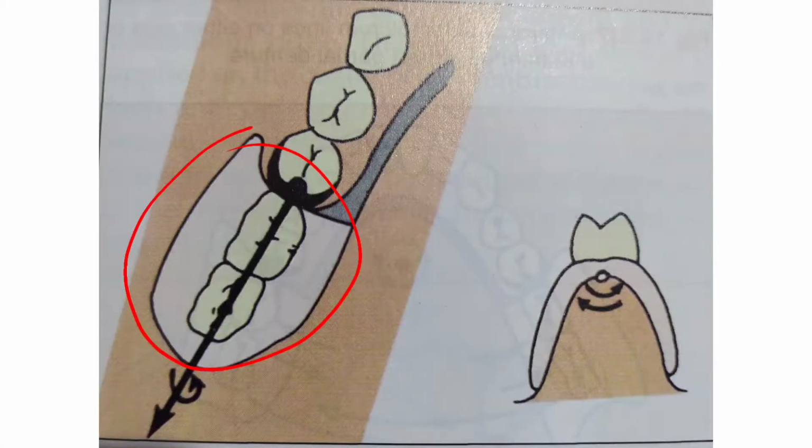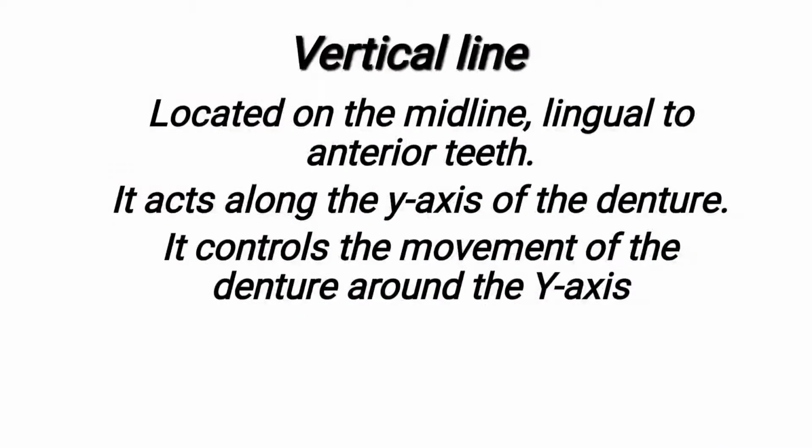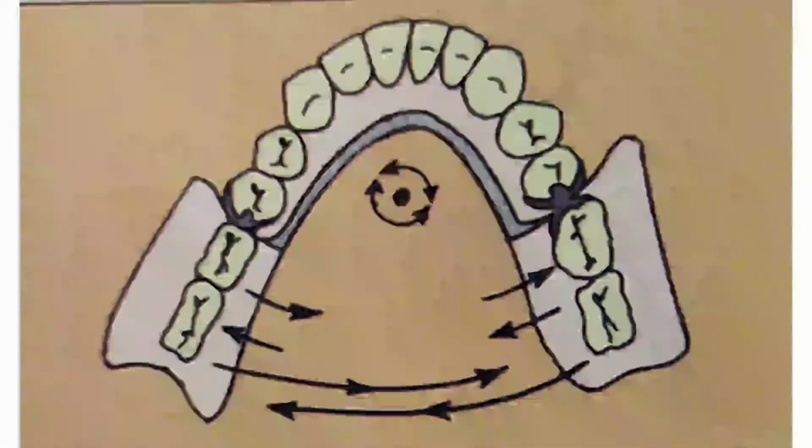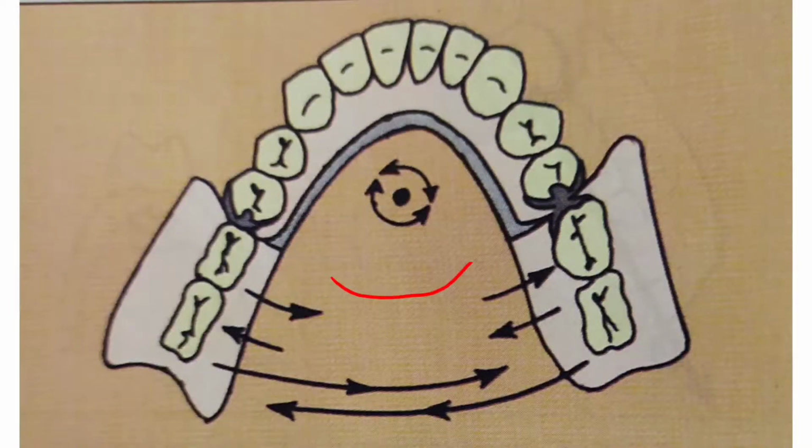Now, the vertical line. The vertical line is located in the midline lingual to the anterior teeth. It acts along the y-axis of the denture. It controls the movement of the denture around the y-axis. Got it?